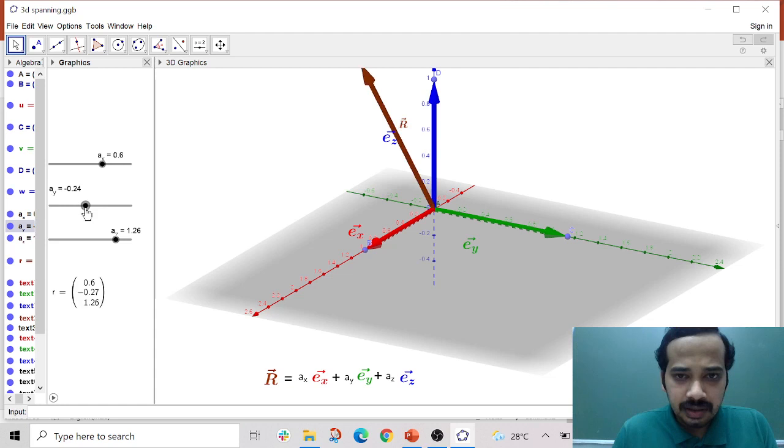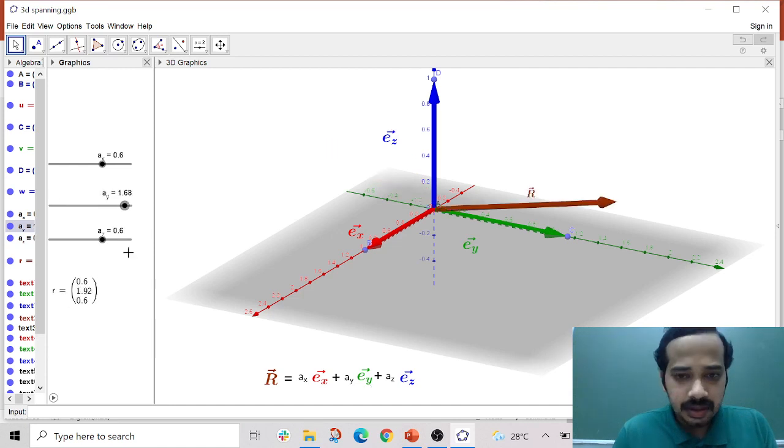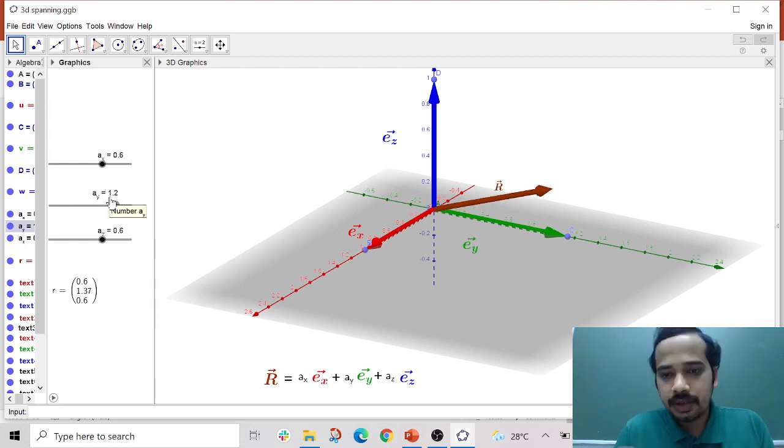You can see that here. Any vector in three dimensions can be obtained by changing ax, ay, az, which are scalars. That's why we call this a linear combination. Linearly combining ex, ey, ez in different ratios, we can generate any vector in three dimensions. Again, as I said earlier, we call this concept spanning the space, spanning the three-dimensional space.